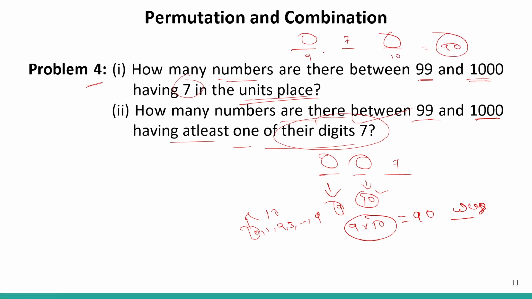Okay, so if I ask you how many numbers are there between 99 and 1000 having 7 in the 100th place? So you have 7 right here and there are 2 choices remaining. For this how many choices are here? You have 10 choices, and 10 choices here. So 100 choices will be there. Okay, so this is how these kinds of questions play around.